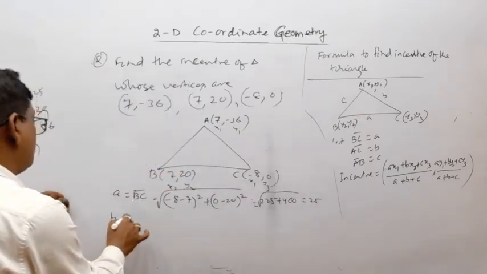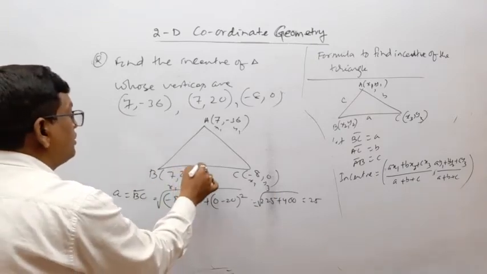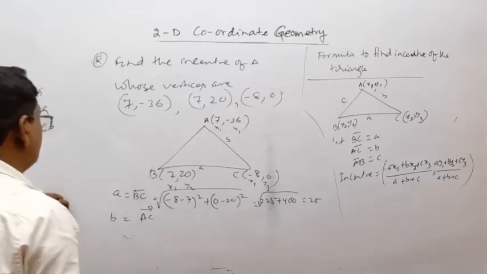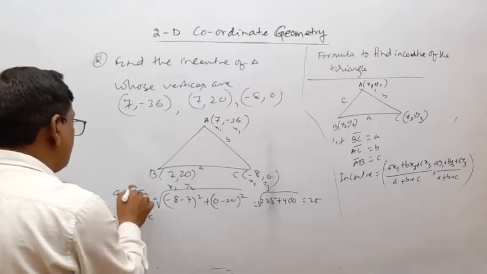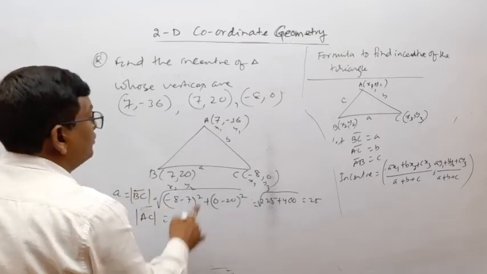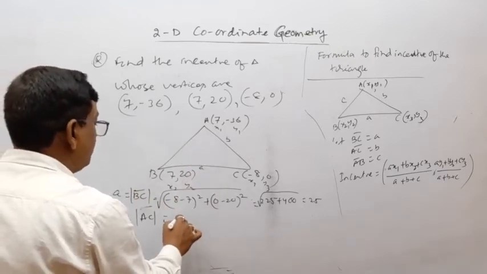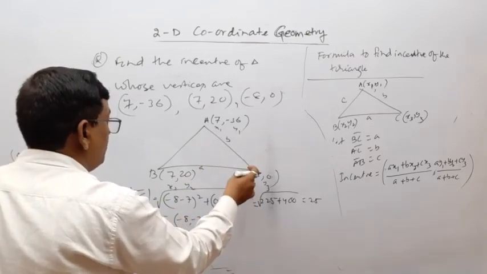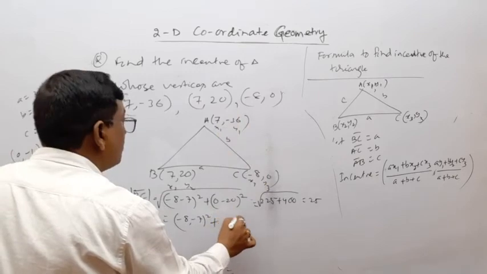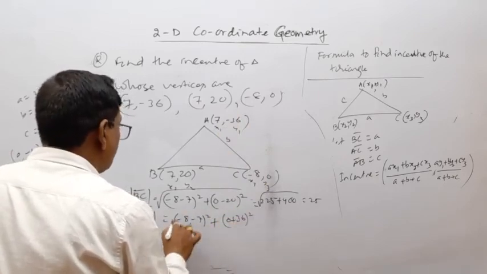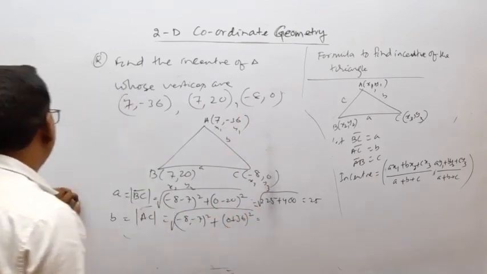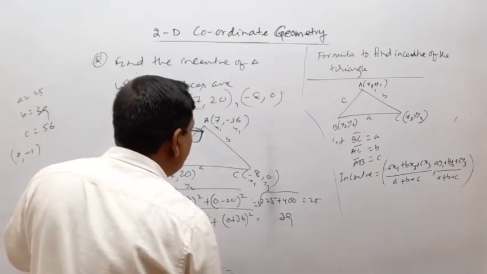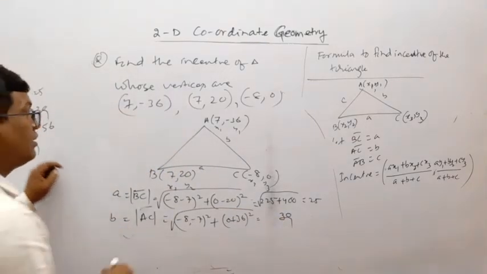Now b is equal to what? b is the AC distance. So the distance of AC: (-8 minus 7) whole square plus (0 plus 36) whole square, squaring rules. Calculate this, and the final result will be 39.